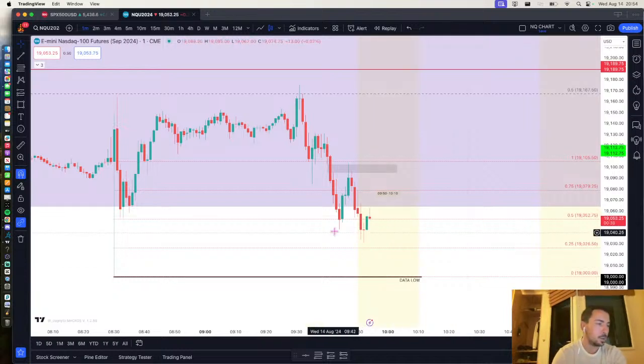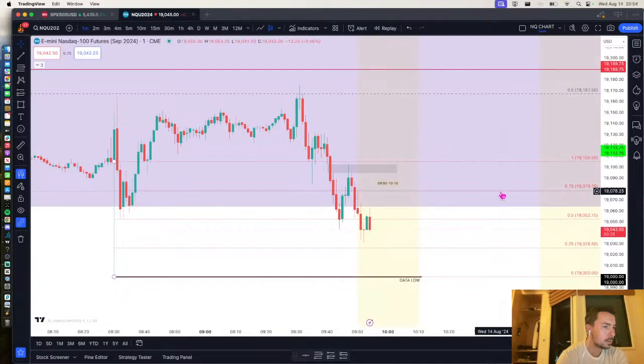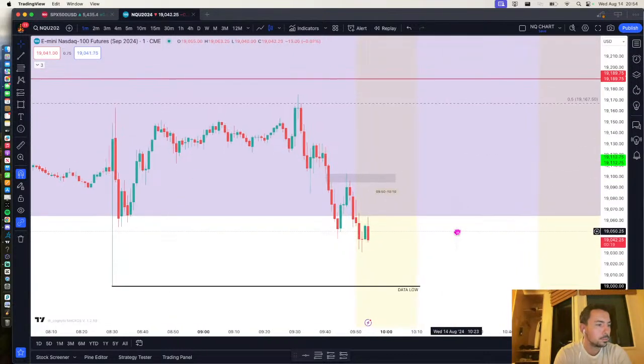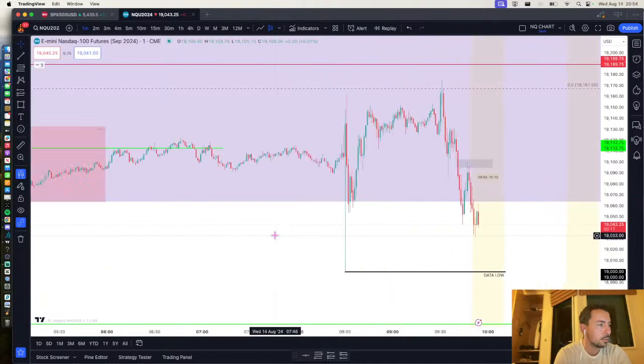But there's so many different ways the algorithm can manipulate here. We could go up and take out this internal high before continuing lower to sell side, or we can just take it all out right now. But yeah, not a huge fan of what I'm seeing right now. But this seems like the draw, obviously.